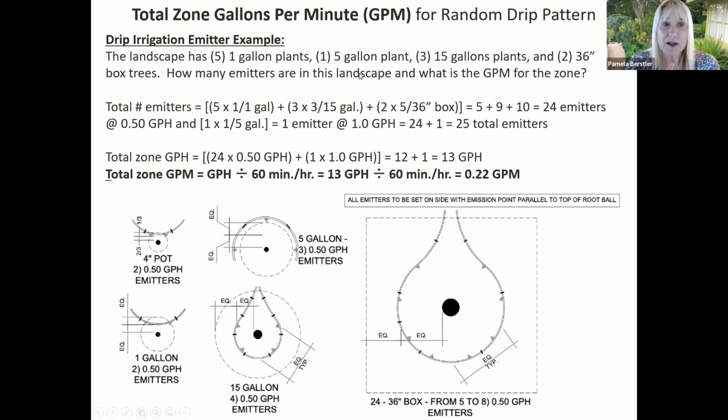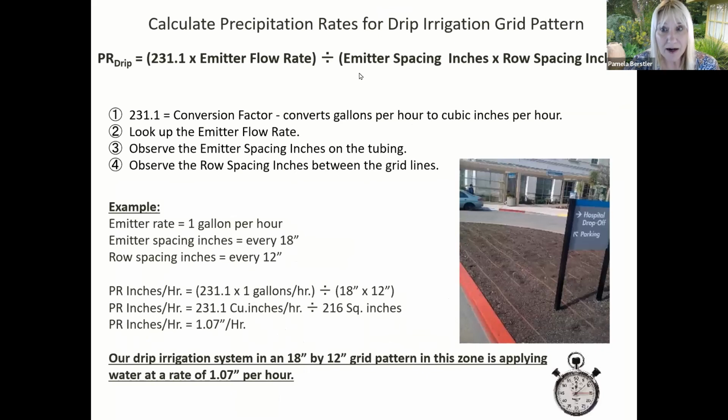So that's the way that you calculate the total zone gallons per minute for a random drip pattern. A little bit complicated, but you can do it. Just keep your head about you. Now, what about the other drip scenario? That would be a grid pattern. And again, it's a gnarly little formula, but not that difficult once you've gathered the information.